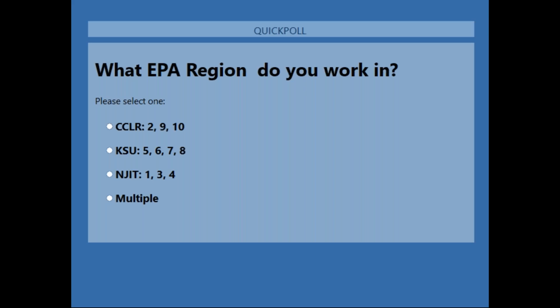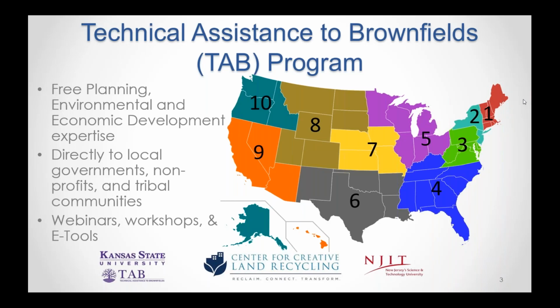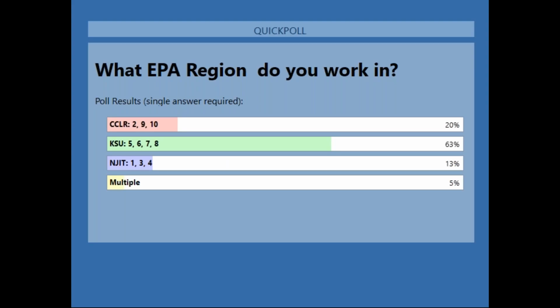You should now be seeing the first question, which is, what EPA region do you work in? If you could, please select one answer using your mouse. And then after a second or two, we will display the results so the speakers and all of us can see that. Okay, great. Lots of attendees. That's good.